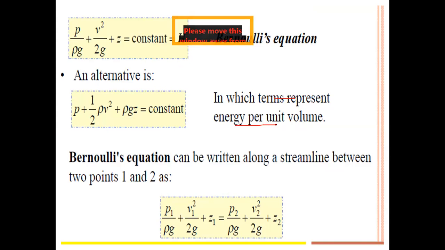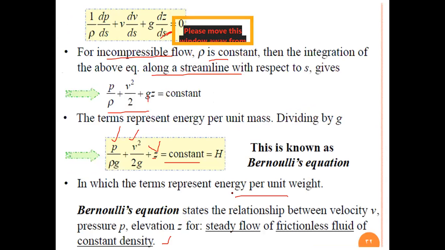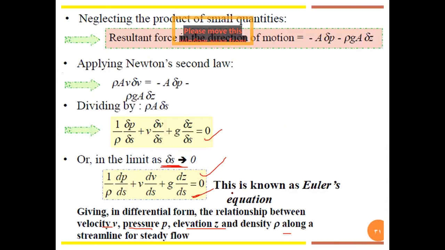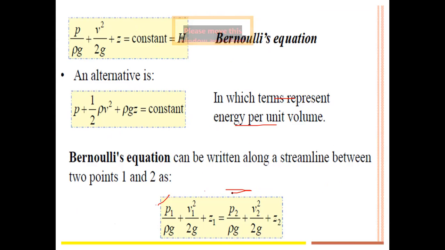The Bernoulli's equation along a streamline between points 1 and 2 can be written, by equating the two, for solving problems: P1 by ρg plus V1 square by 2g plus Z1 is equal to P2 by ρg plus V2 square by 2g plus Z2. With the velocity changes in section 1 and section 2, we have already solved some problems, right? So like this, Euler's equation can be converted into Bernoulli's equation by integrating, and these are used for solving problems, right?